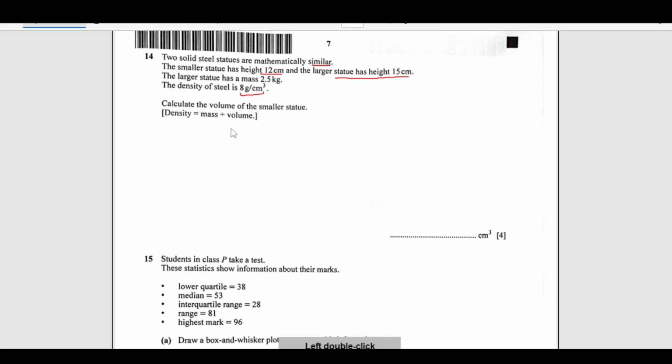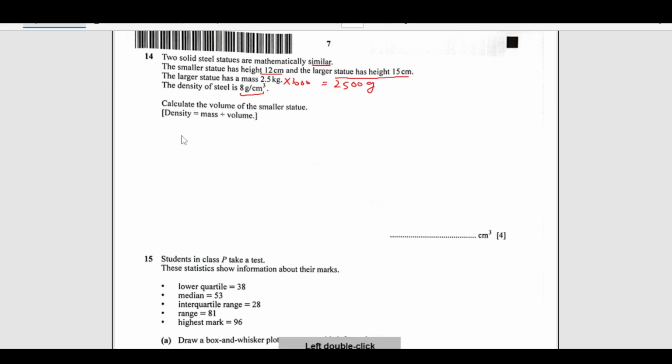Now be careful here. Density is given in grams, and the mass of the largest statue is 2.5 kilograms. So let's change this into grams, times 1000, this will be 2500 grams. Then we will be looking for the density later.